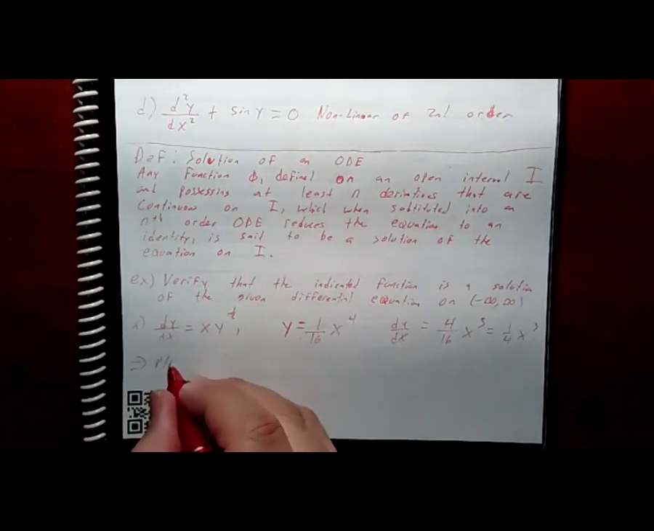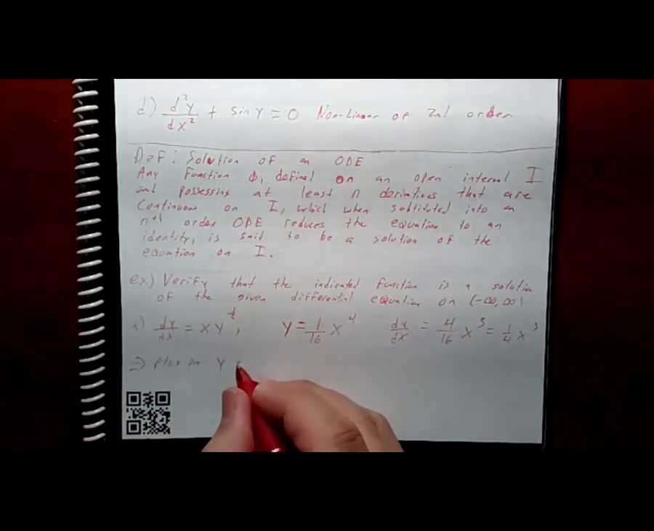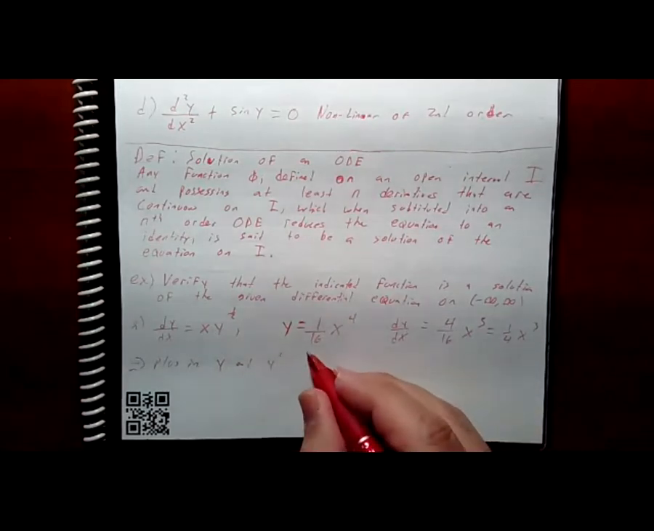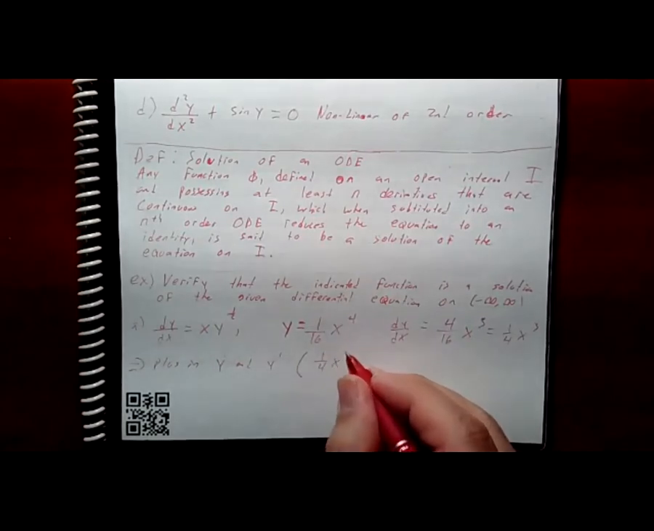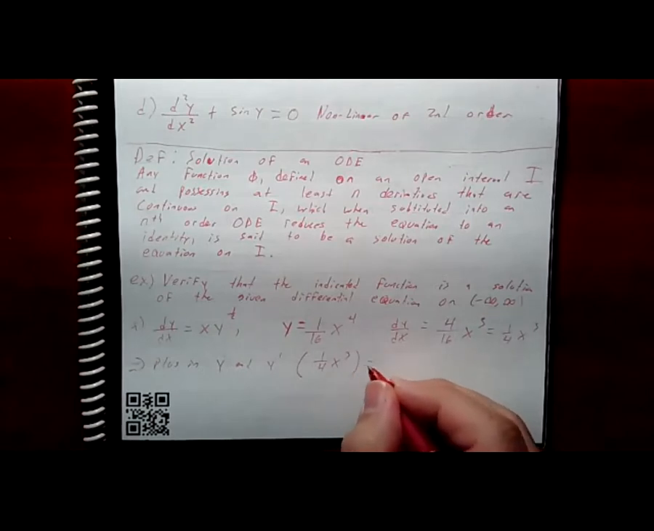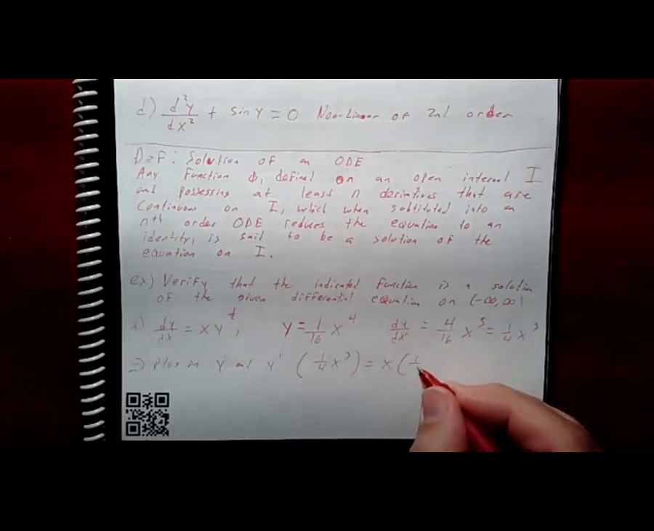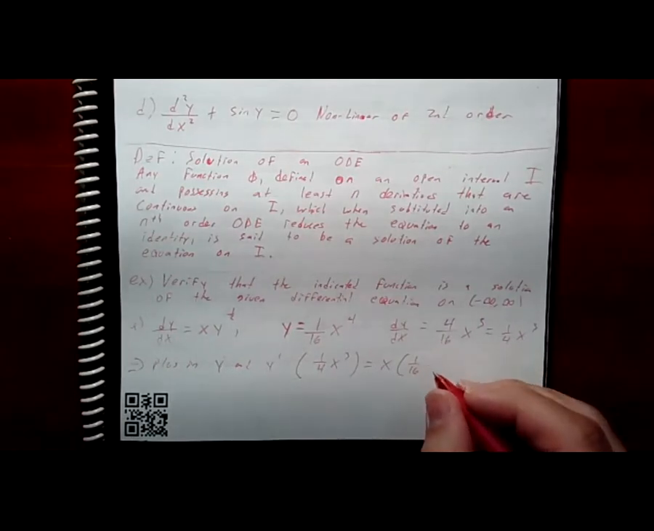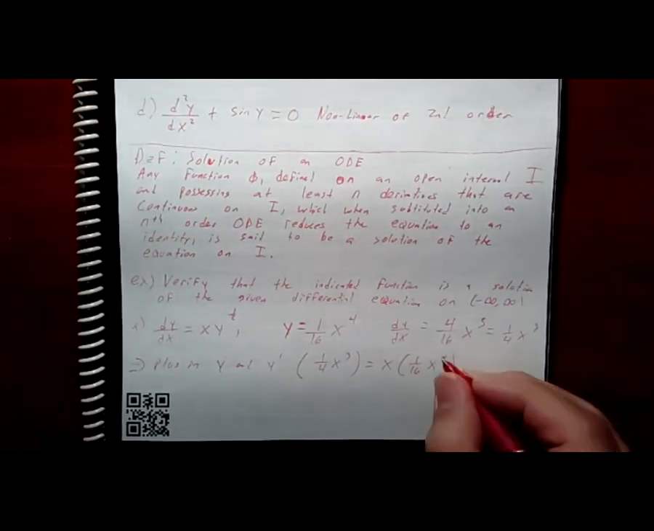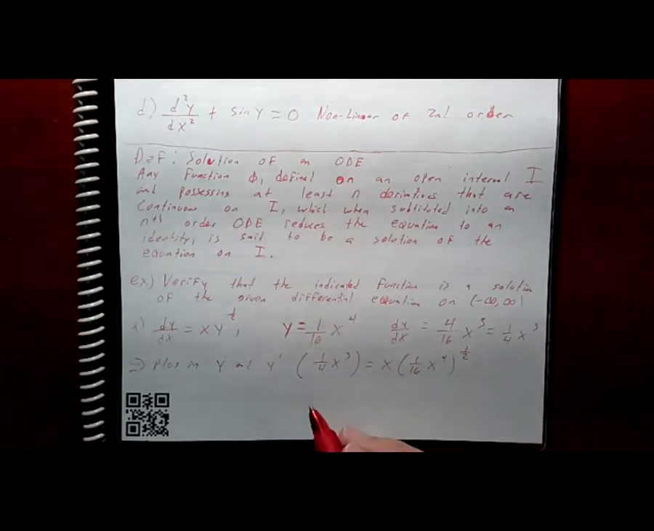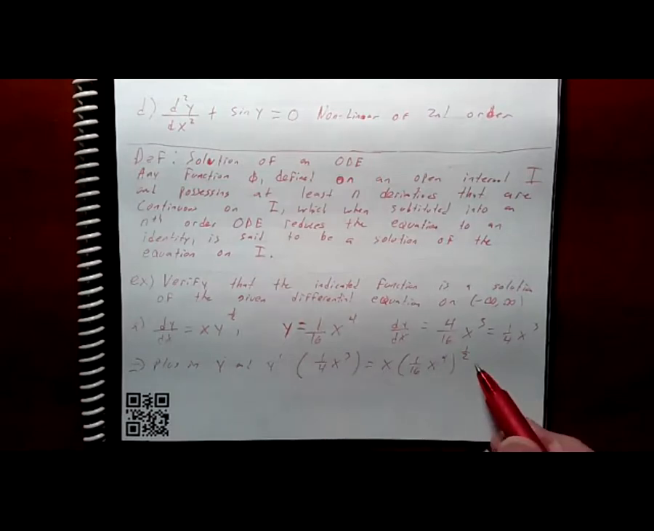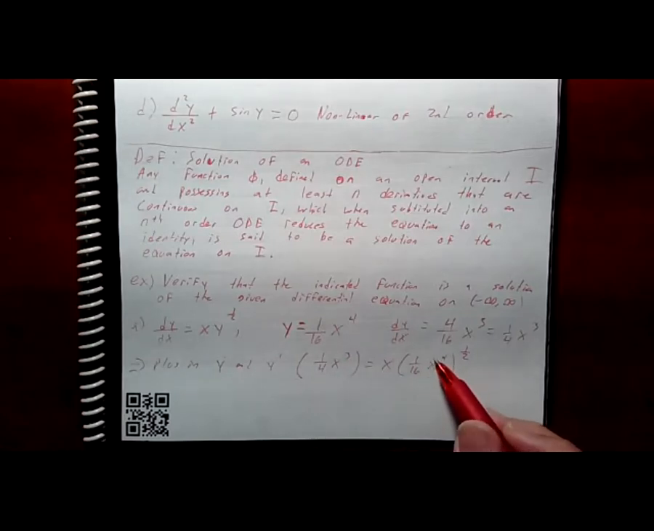Now here, plug in. So we're going to get 1/4 x cubed equal to x times 1/16 x to the 4, to the 1/2, right? So 1/2 is a square root, correct? If you square root this nonsense on the inside, what are you going to get?